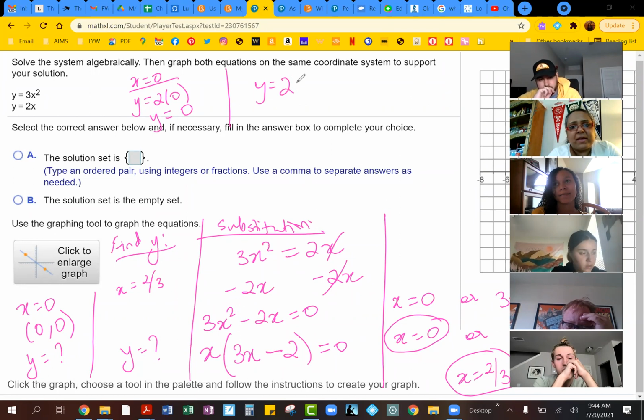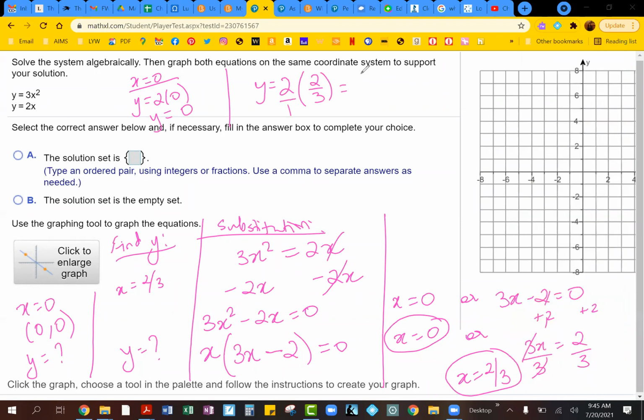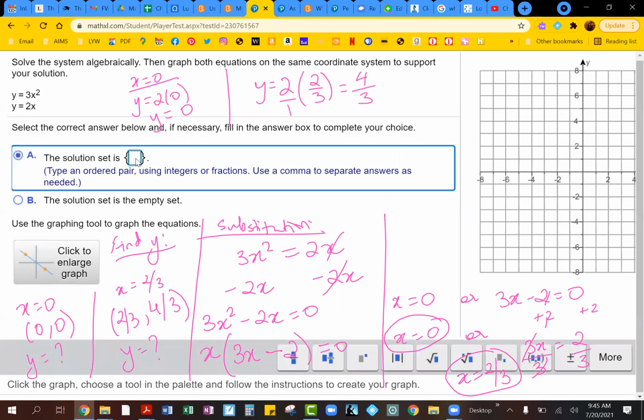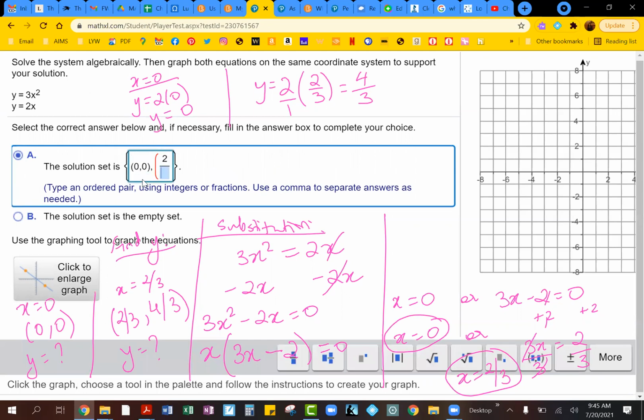You can do, again, if I use the same equation, 2 times x would be 2 times 2/3. So you can see this one will multiply on the top. 2 times 2 is 4. Denominator will stay as 4/3. So that's where the 2/3 and the 4/3 ordered pair is coming from. So let's go ahead and put those ordered pairs in here. So that's 0, 0, comma, and then our 2/3 and 4/3.